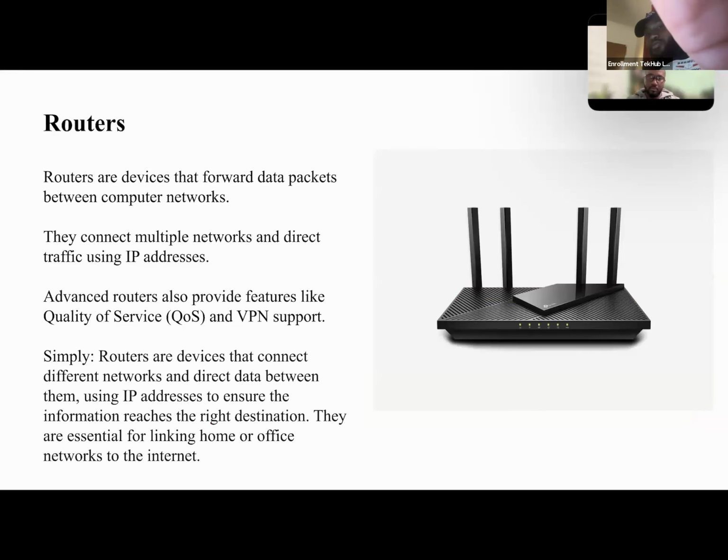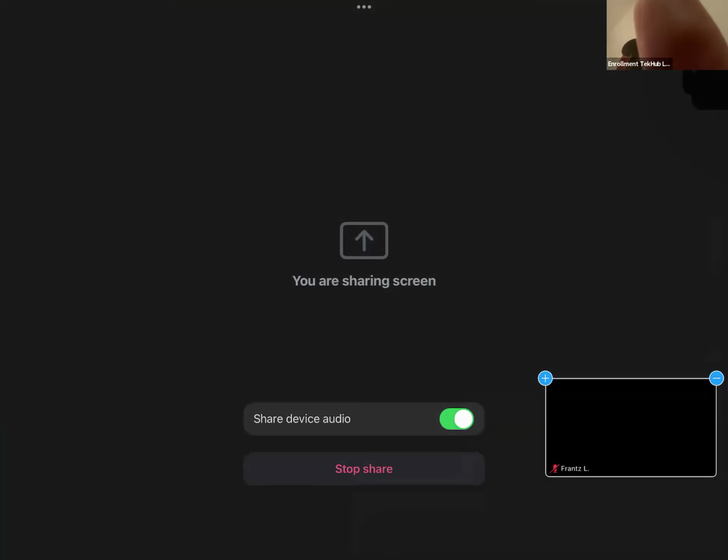So routers. Okay, so routers are devices that forward data packets between computer networks. All right, that's what a router is, right? Networking 101. The router forwards the data packets between computer networks, right? They connect multiple networks and direct traffic using IP addresses, right? So, for example, if we see some IP addresses, right? I'm just going to use the whiteboard real quick, right?